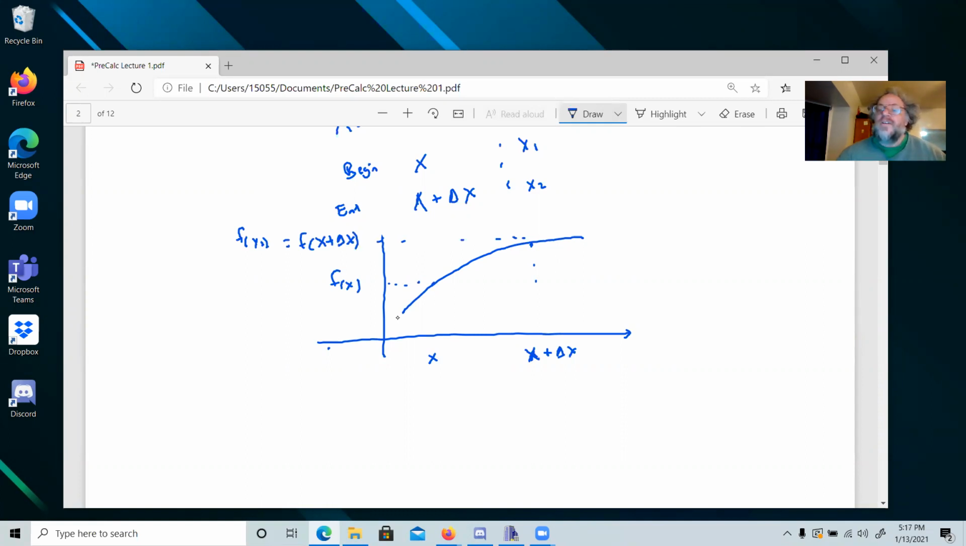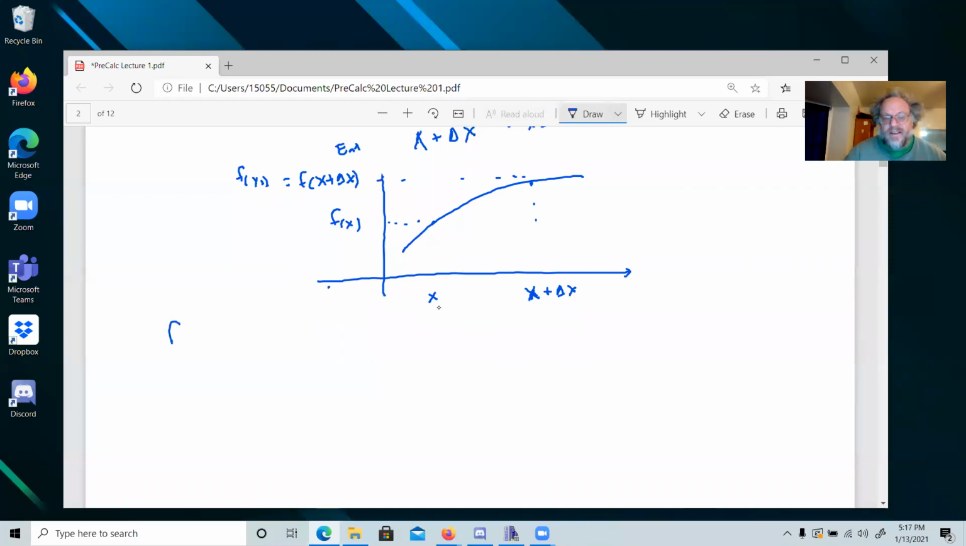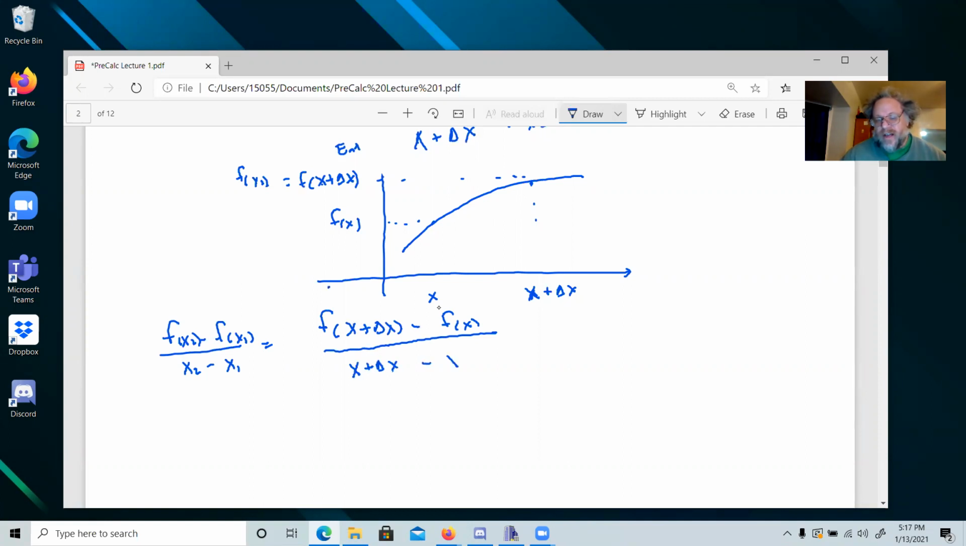So instead of looking at this as f of x2 minus f of x1 divided by x2 minus x1, what we're going to do is call this f of x plus delta x minus f of x, all divided by x2. What was x2? It was x plus delta x minus, and x1 is just x. So far, do you see anything we can simplify? Just to point that out. So what we have here is f of x plus delta x minus f of x, all divided by delta x.